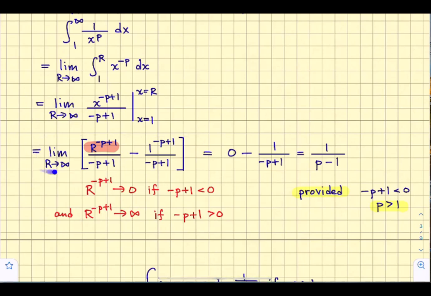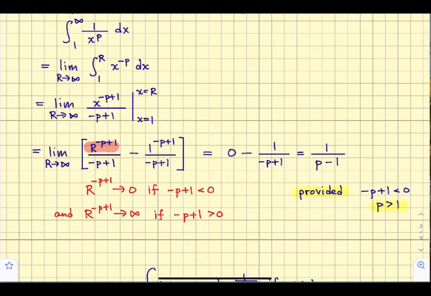So if we want this improper integral to converge, then the math here demands that this exponent be a negative number. So if we proceed with the stipulation that minus p plus 1 is less than 0, in other words, p is greater than 1, then we'll take this limit. This term will go to 0. This term is going to 1 over minus p plus 1. And after we distribute the minus, we get that the value of this limit is 1 over p minus 1, provided the original exponent here was negative, which is equivalent to saying p is greater than 1.